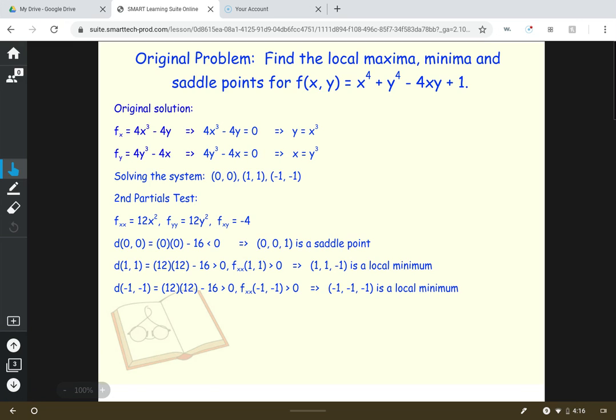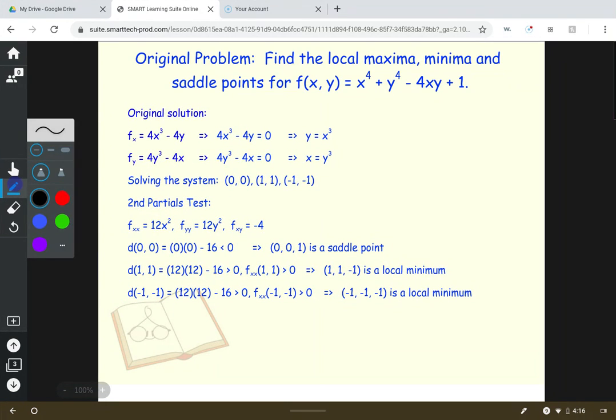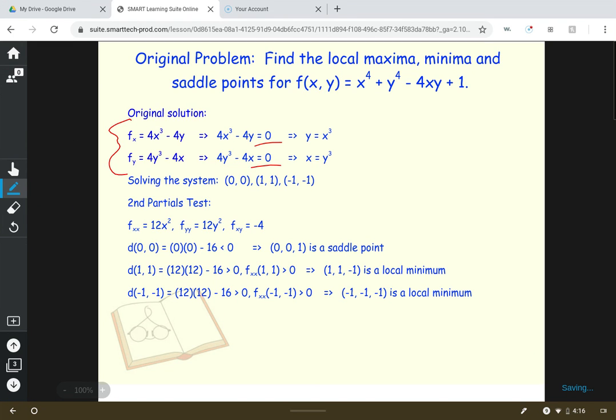So I decided to start by just showing what a typical problem would look like. This is really more of an exercise. So find the local maxes, mins, and saddle points for a function, just some random multivariable function. You find your, oops, let me change to pen here. There. So you find your first partials, set them equal to 0. You get usually a little kind of system of equations. It's usually pretty simple. Sometimes it's a little harder, but they're always solvable. And then you solve the system. You find your critical points, and then you apply the second partials test.